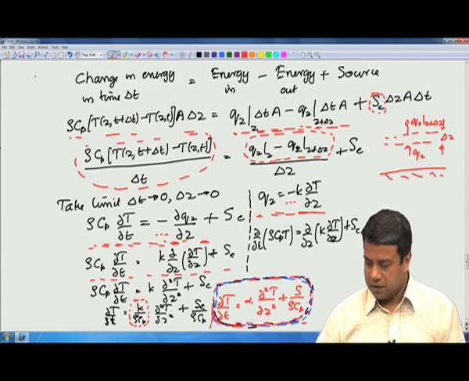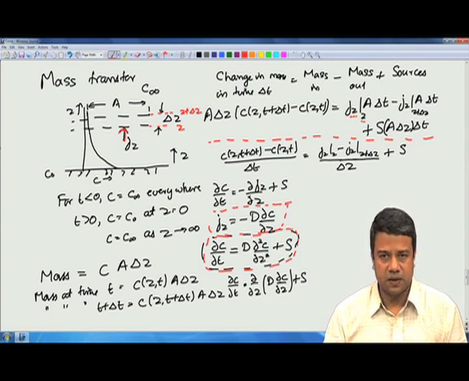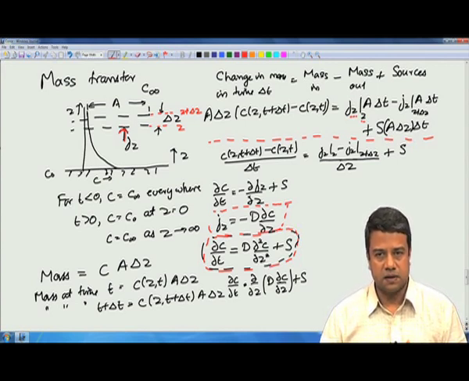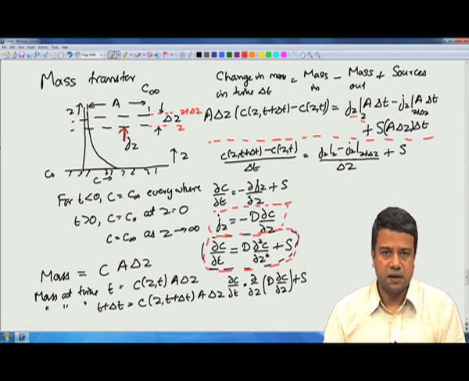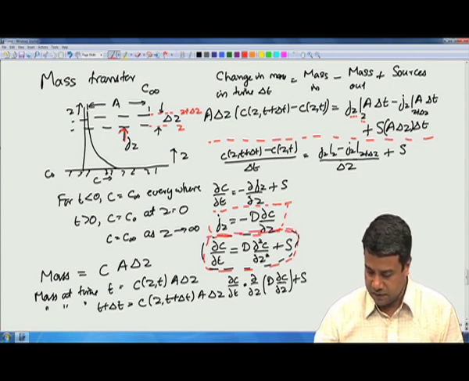The same problem we had posed as a mass transfer problem, where initially the concentration is the same everywhere, and at time t equal to 0, the concentration is instantaneously increased at the bottom surface alone. In that case as well, we had got a diffusion equation for mass transfer.